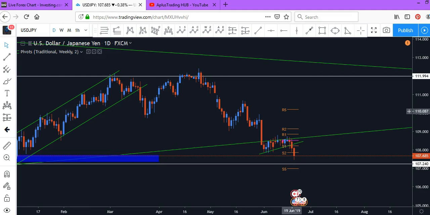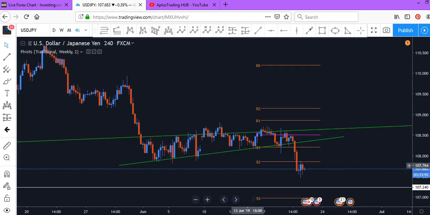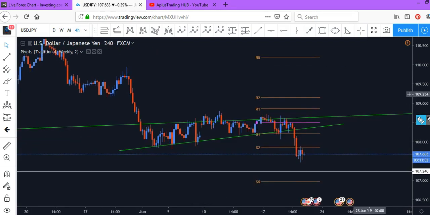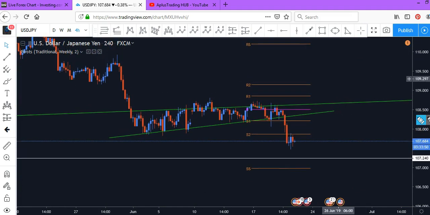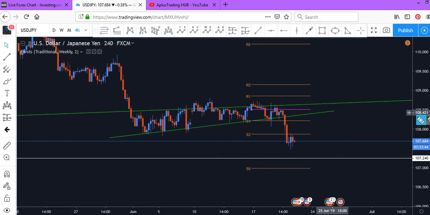Apply my pivot. You see price is already below the S2 of the pivot tool. So if you are to join this trade, wait first for price to close today's daily candle below the S2. When that is done, you go to the lower time frame, 4 hour. I don't really like using the 1 hour time frame or 30 minutes. I'm not a scalper. I'm a swing trader, so I like the higher time frame, and it gives me a lot of volume.